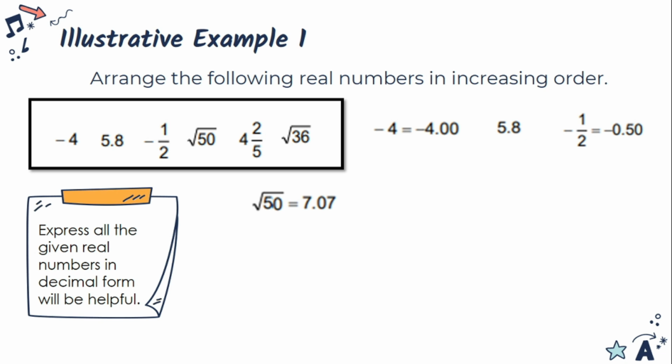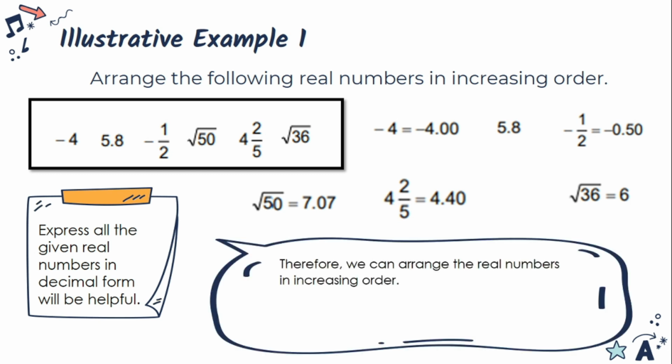Diba? Diniscuss natin to sa week 6. Another one is we have 4 and 2 over 5. If we express this in decimal form, that will be equal to 4.40 or 4.4. And then we have here square root of 36. This is equal to 6. Meaning to say, lahat ay nasa decimal form na, it's easier for us to arrange these real numbers in increasing order. Again, increasing order, simula sa lowest, papunta sa highest.